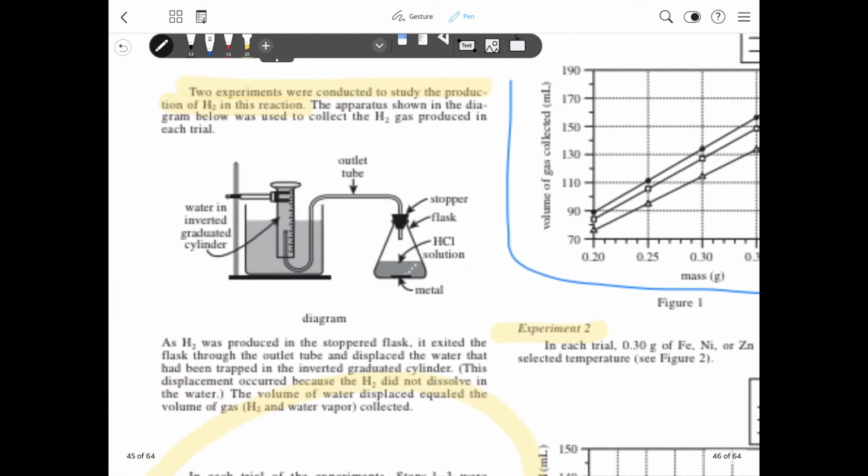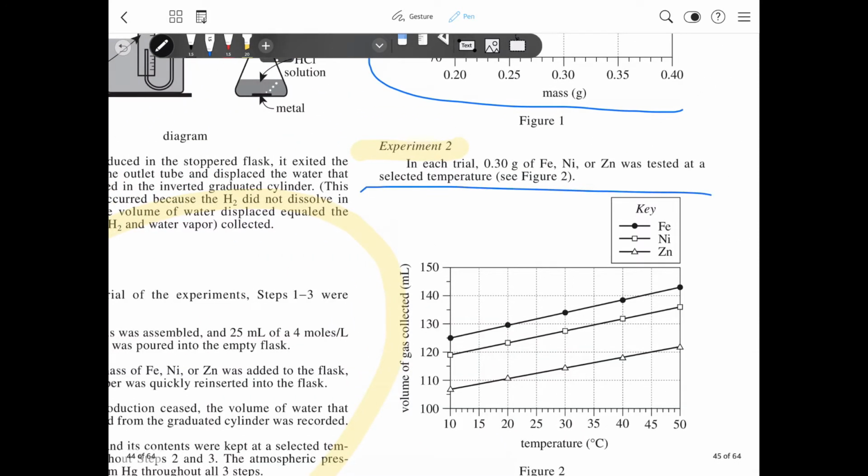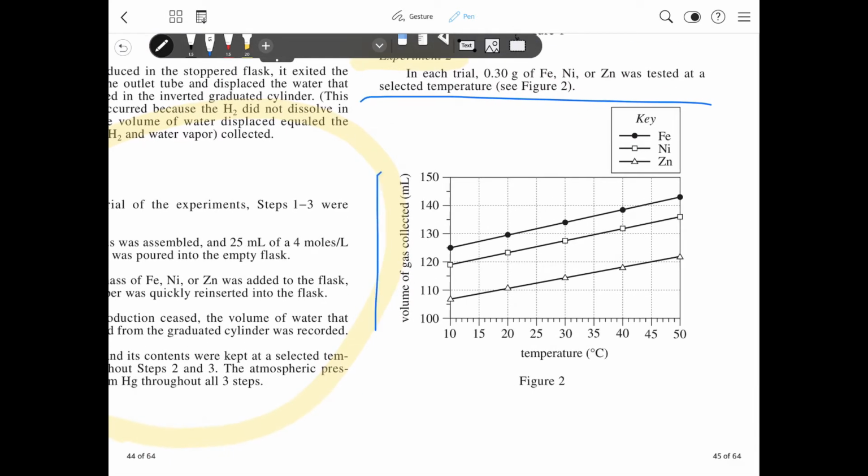If we go back to experiment 2 and read the description again: in each trial, 0.30 grams of iron, nickel, and zinc was tested at a selected temperature. You can tell by the wording that it doesn't say what temperature they're doing this at, like it did in experiment 1. So it's really useful to look at the axes again.